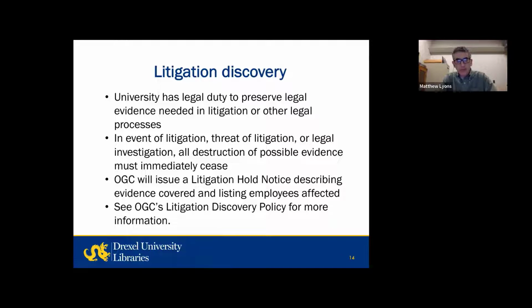In this kind of situation, the Office of General Counsel issues a litigation hold notice that describes the type of records involved and the specific departments or employees that are affected. The OGC has a whole policy about this that's available on their website.